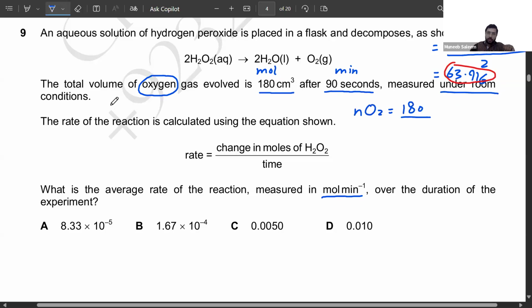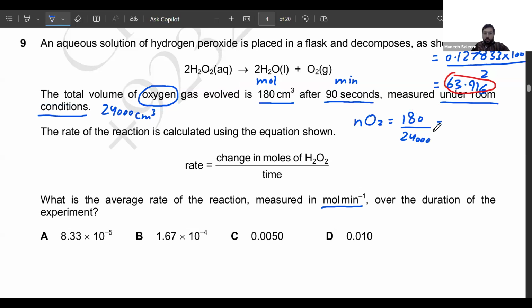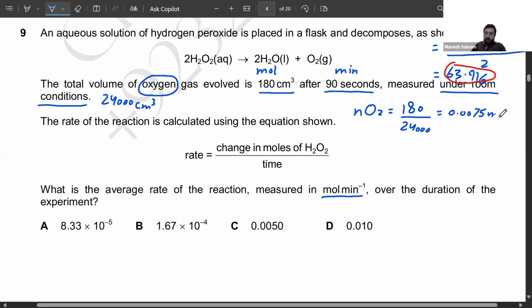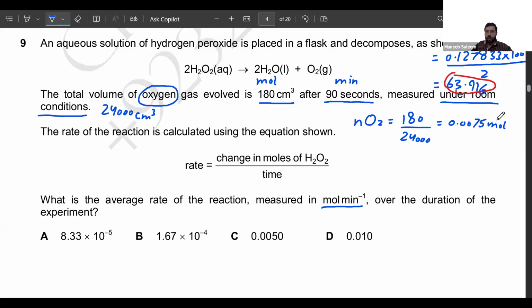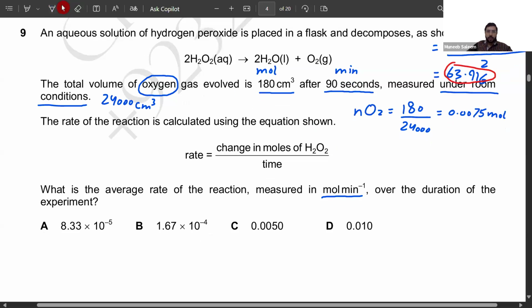Since the reaction is being done at room condition, the molar volume should be 24,000 cm cube. So when we divide it by 24,000, the moles will come out to be 0.0075 moles. All right, so this is the mole of the oxygen. Now we have done one part.